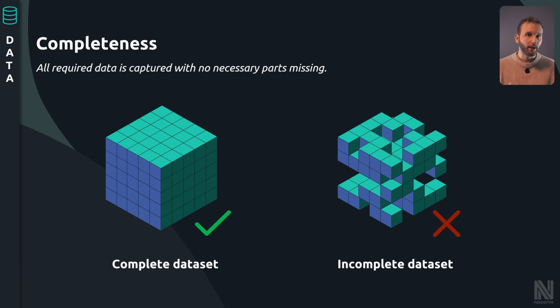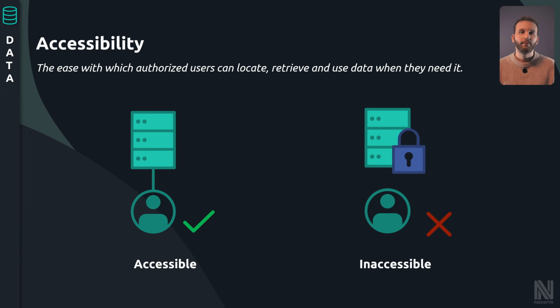Third, completeness. Is all required data captured with no necessary parts missing? An incomplete dataset is like a puzzle with missing pieces. You might be able to guess what goes there, but your AI system can't. Fourth, accessibility. Can authorized users actually locate, retrieve, and use the data when they need it? Data locked behind permissions, buried in legacy systems, or stored in formats nobody can read is effectively invisible.